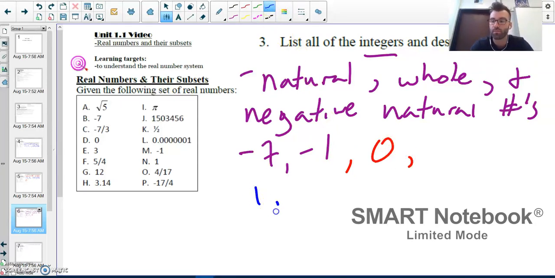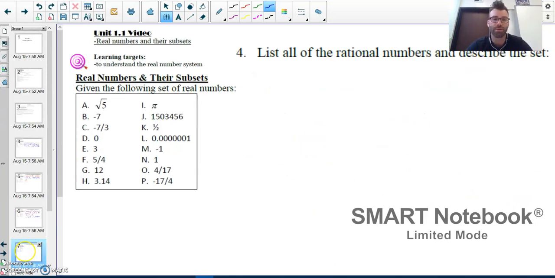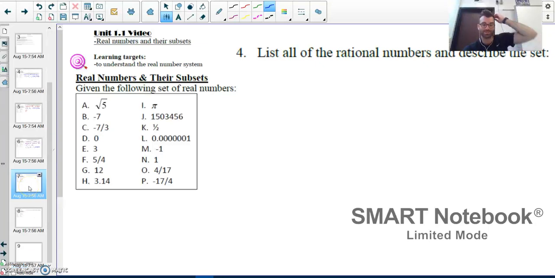So here are, keeping the colors the same, my natural numbers in blue, whole numbers, negative naturals. Each time we talk about a different subset, we're going to increase in size. So let's talk about rational numbers next.